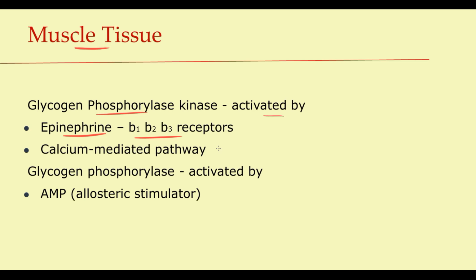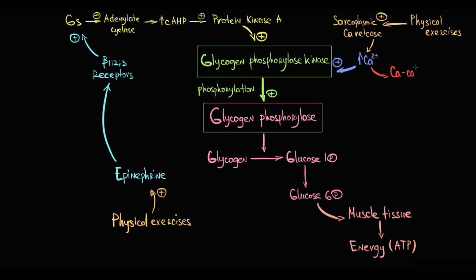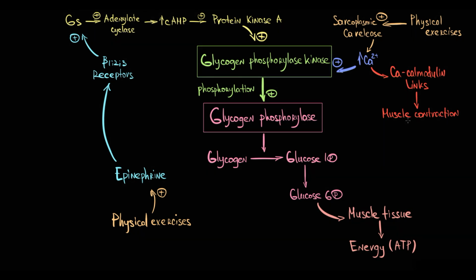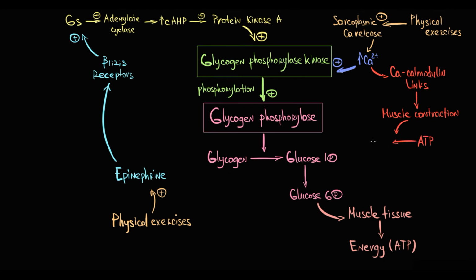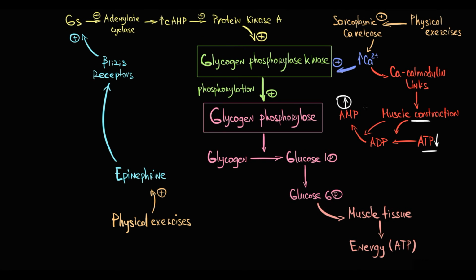As an alternative to the glucagon pathway, skeletal muscles have a calcium-mediated pathway. Because in muscle tissue, glycogen phosphorylase kinase is activated by high intracellular calcium level. The concept is that with physical exercises, to provide contraction, the sarcoplasmic reticulum releases a massive amount of calcium into the cytosol. Because calcium is the essential element for formation of calcium-calmodulin links that will result in muscle contraction. And during contraction, muscle tissue wastes energy, because during contraction muscle tissue degrades ATP to ADP and then ADP to AMP. So muscle contractions result in decrease in intracellular ATP level and increase in intracellular AMP level.